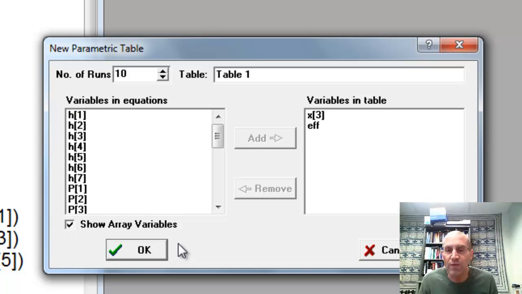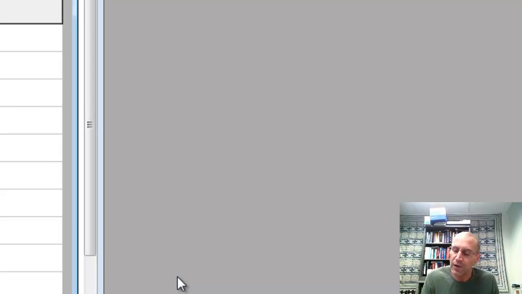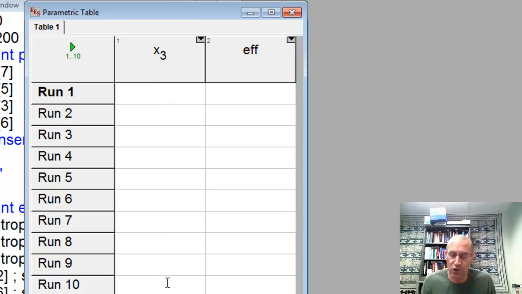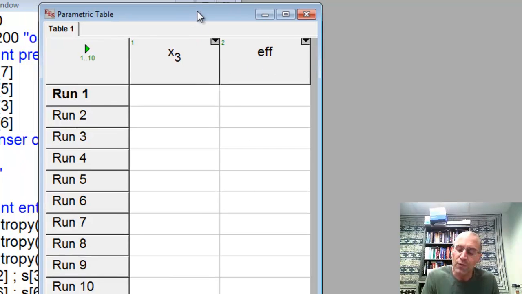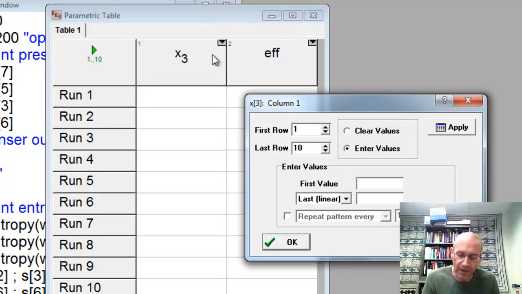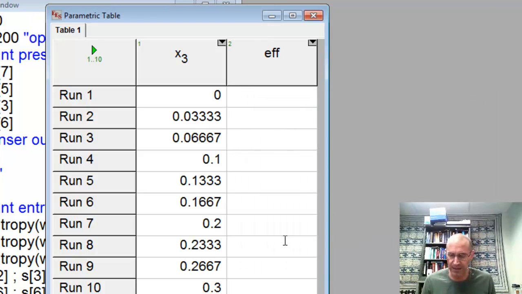I can more or less solve the same EES problem again and again with different values of X3 and the efficiency. Okay? So here's the parametric table that I have. I'm going to enter values of X3, and I'm going to solve this problem again and again for what the efficiency is. If I hit this little triangle up here, I can specify that the first value is, I'll say it's 0, and we'll look at quality values from 0 to 0.3. So I'm just going to have EES go ahead and generate the values in my table for me.